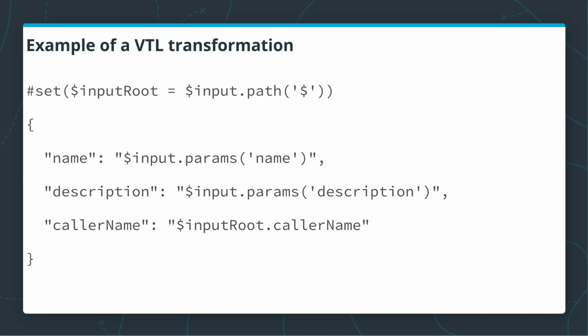So here is a simple example of a VTL transformation, and it may look a bit alien to you, but basically what happens here is we define the object that should be produced by this template, and we essentially define that this object should have three fields: name, description, and caller name, and those fields are extracted from the input that is provided by API Gateway, which is a request that was sent to API Gateway, and we extract bits from the input to form the output object that will be sent to our Lambda function.